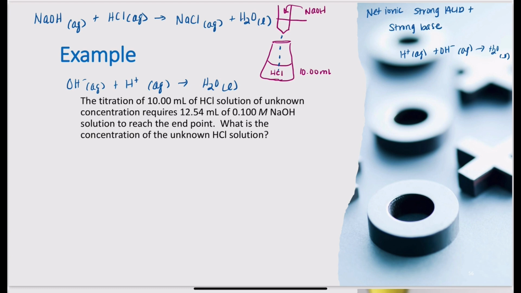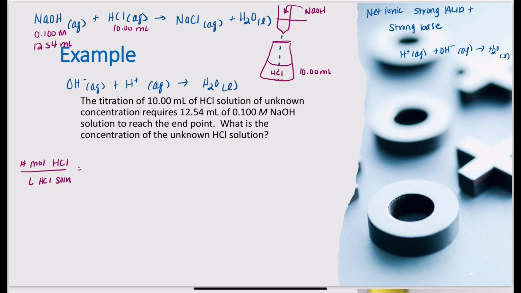But my reaction is balanced. And so I'm basically just neutralizing the hydrochloric acid in there. I'm told that I have 10 mils of HCl. I have a 0.1 molar solution of NaOH and 12.54 mils of it. I want to know the molarity of HCl. Concentration, though, it says concentration, that means molarity unless otherwise specified. That's the same as the number of moles of HCl to liters of HCl solution.